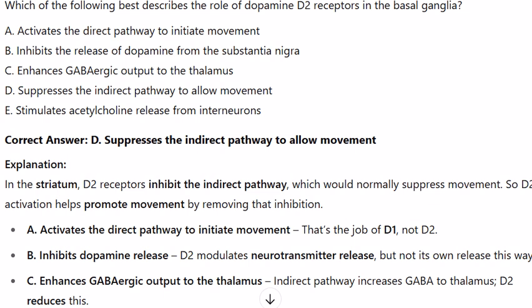D, suppresses the indirect pathway to allow movement. E, stimulates acetylcholine release from interneurons. Correct answer D, suppresses the indirect pathway to allow movement.